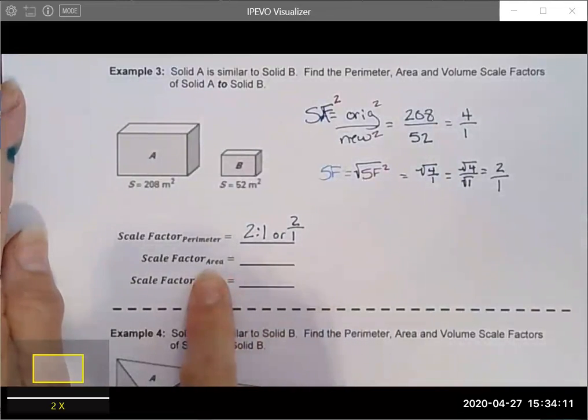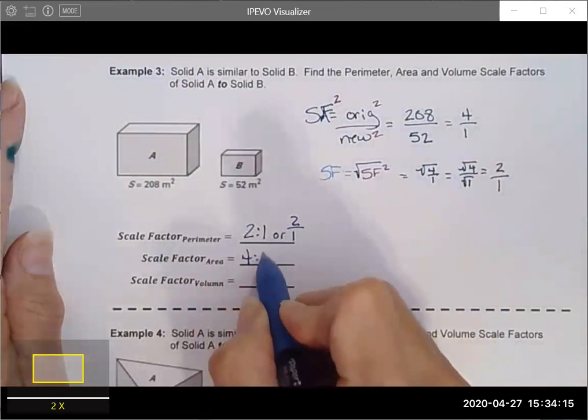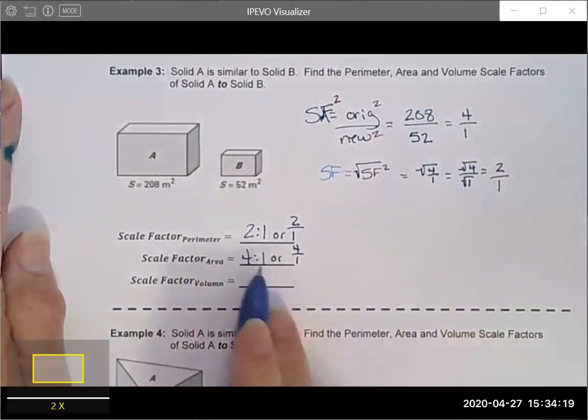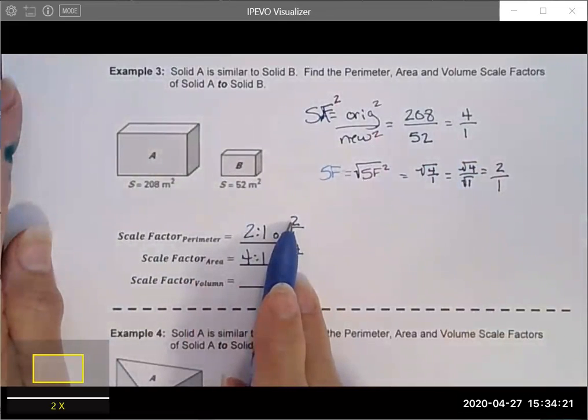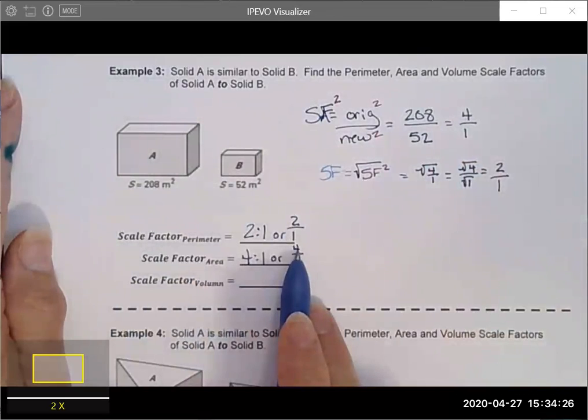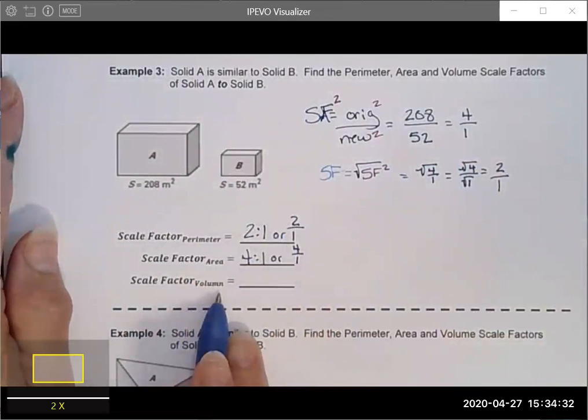We were given this scale factor. We calculated it by simplifying. That we said was 4 to 1, or 4 over 1. And again, this tells us that the original shape is twice the size of the new shape. My original surface area was 4 times the size of my new shape. And I'm asked to calculate the scale factor of the volume.